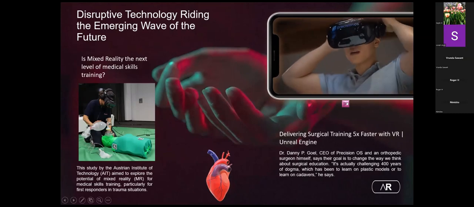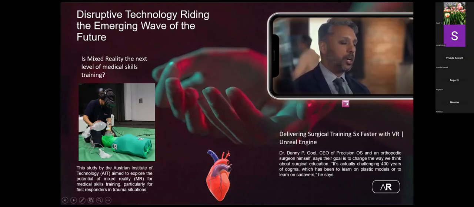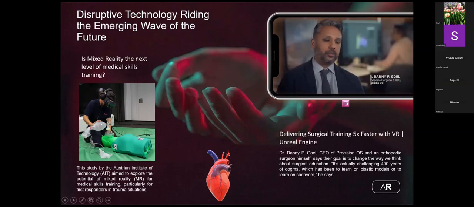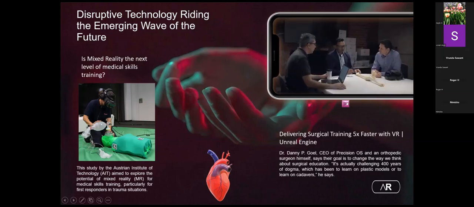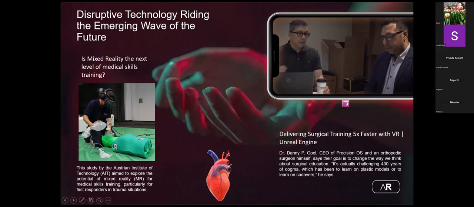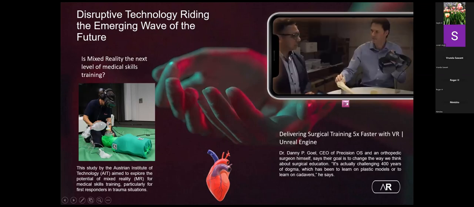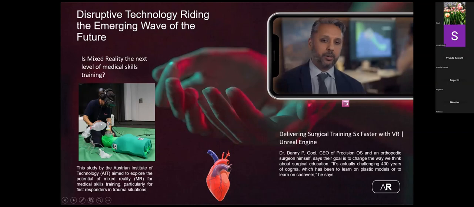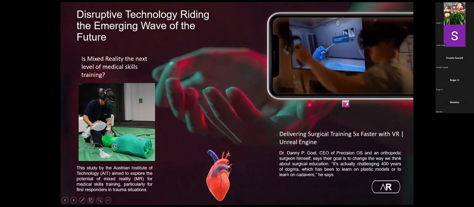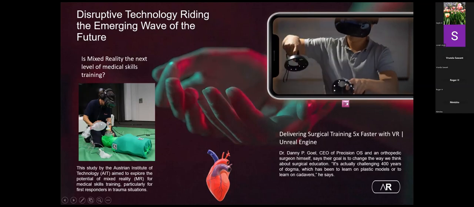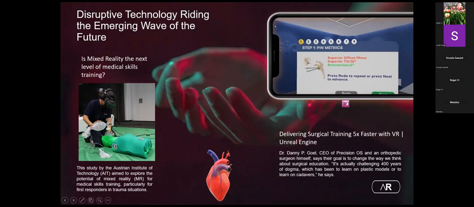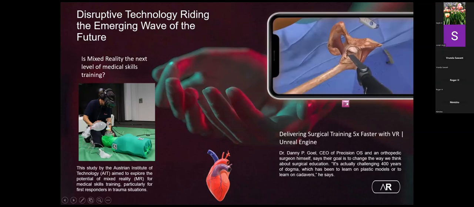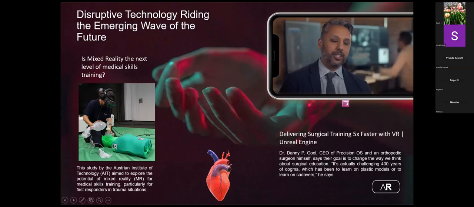So pay attention. The goal of Precision OS is to really change how we think about surgical education. It's actually challenging 400 years of dogma, which has been to learn on plastic models or to learn on cadavers. We're creating virtual reality simulation for surgeons and healthcare providers that support the surgeons. I think the first thing is the operating room is not a very good environment to learn in. The benefits we're seeing with virtual reality are that it actually provides you an element of stress that's not disabling to your learning. It also allows you to engage in what we refer to as productive failure. So you basically are allowed to make mistakes and then you learn from them.